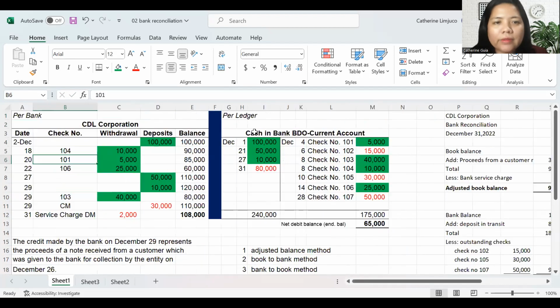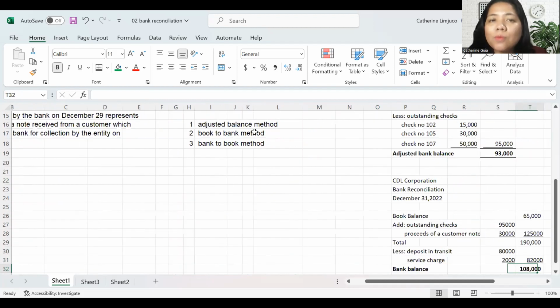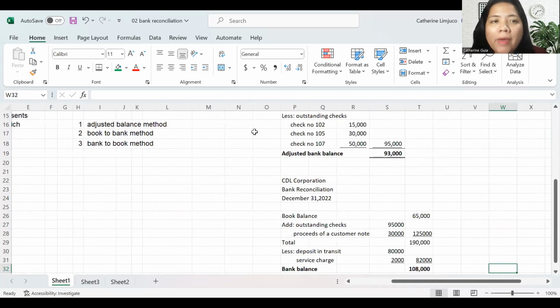Yes, we have a 108,000 bank balance. Once you have this book to bank, it will be easier for you to prepare the bank to book. Why? Because you will just reverse the sign. If it's addition, it will be a deduction. So if it's a deduction, it will be addition.